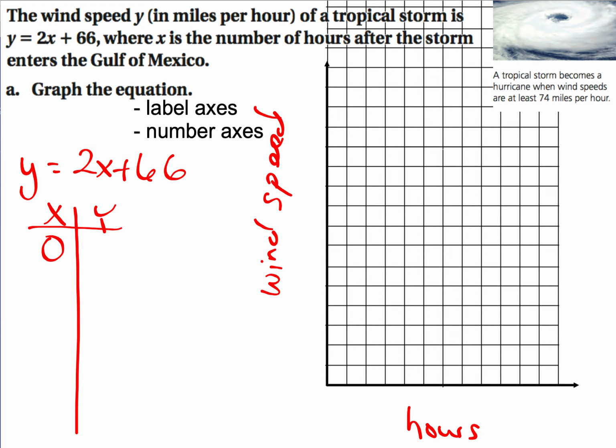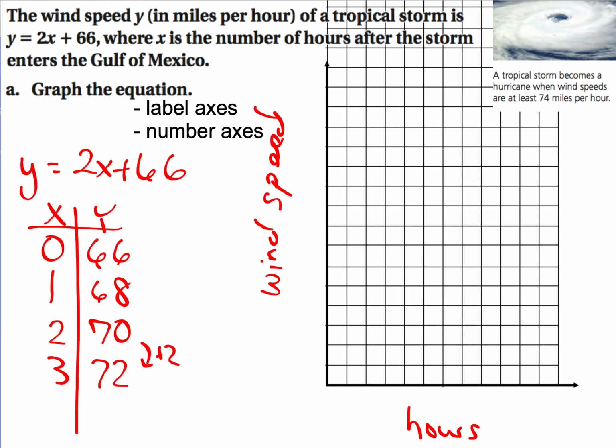Okay, at 0 hours, I plug in 0, 2 times 0 plus 66 is 66. Plug in 1 hour. 2 times 1 is 2. 2 plus 66 is 68. At 2 hours, I get 2 times 2, that's 4, plus 66 is 70. And we can actually see a pattern going here. It's going up by 2, while this goes up by 1.